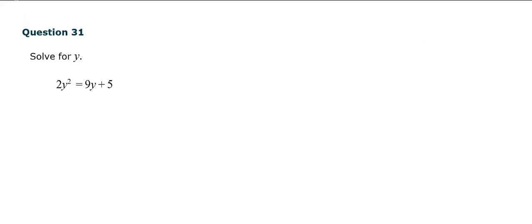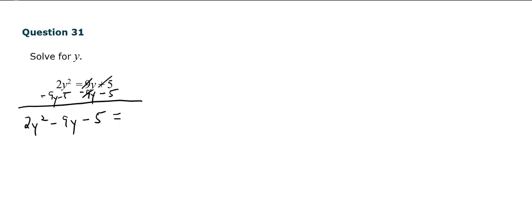Solve for y. 2y squared equals 9y plus 5. So again, the first thing we want to do is set this to 0. So we're going to move 9y to the other side and 5 to the other side by taking their opposites. So that would give us 2y squared minus 9y minus 5 equals 0. So next we're going to factor 2y squared minus 9y minus 5.